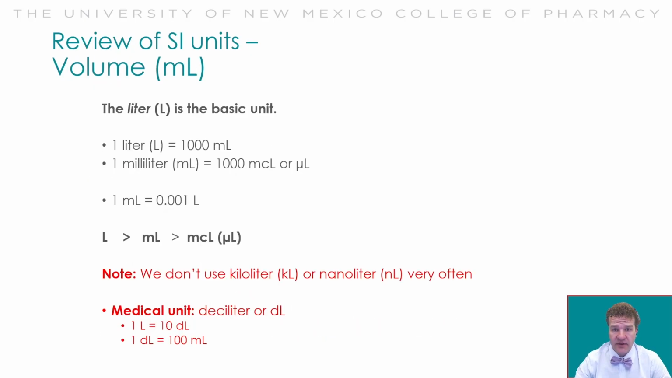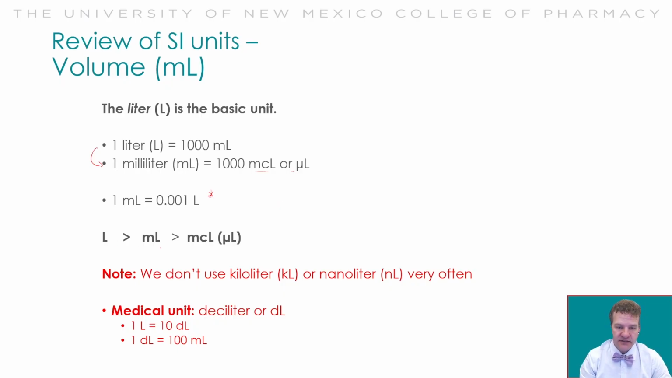All right, for volume, the liter is the basic unit. And so if we go from liter down to milliliter, 1 liter is 1,000 mL, and 1 milliliter is the same as 1,000 microliters. Remember, mcL or microliter. And again, we can do it with that decimal math too.